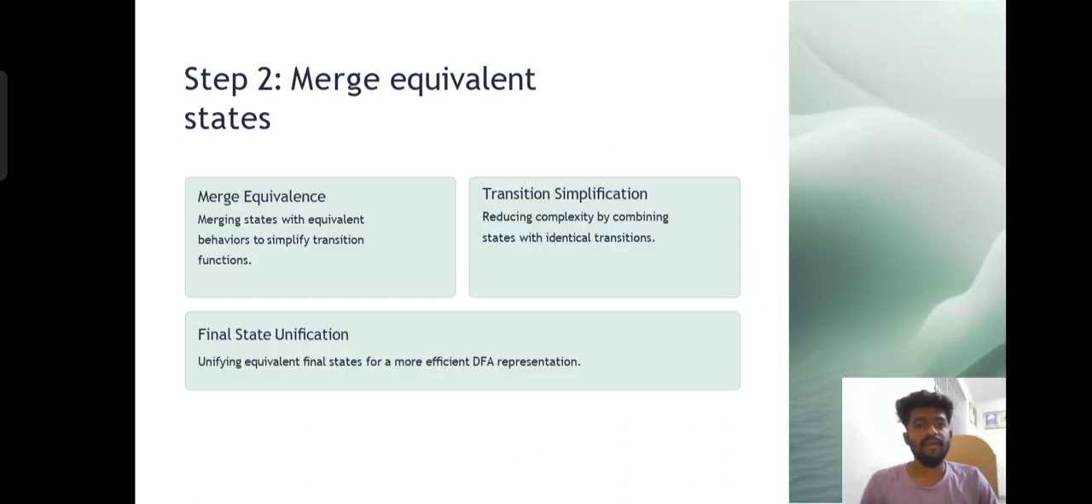Step 2. Merge equivalent states. Merge equivalence: merging states with equivalent behaviors to simplify transition functions. Transition simplification: reducing complexity by combining states with identical transitions. Final state unification: unifying equivalent final states for a more efficient DFA representation.